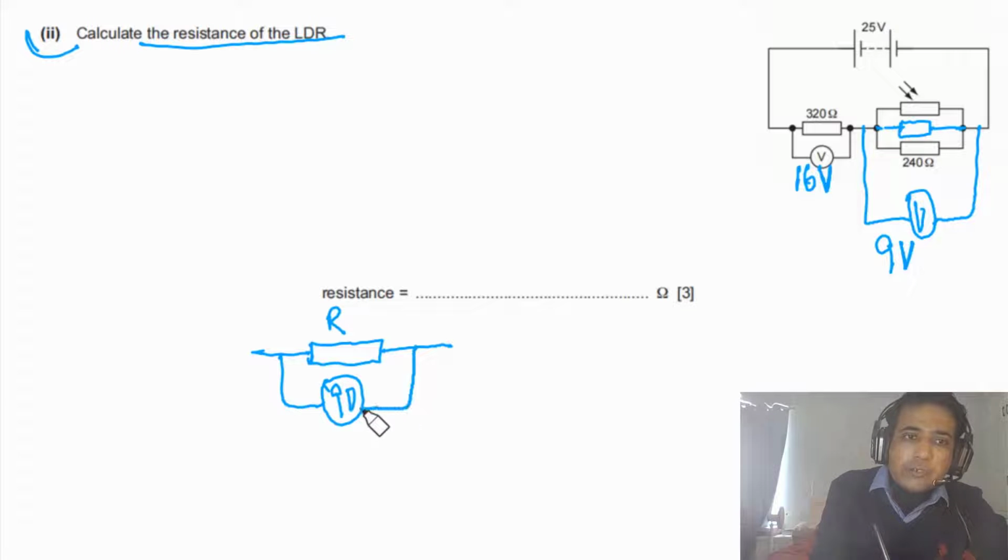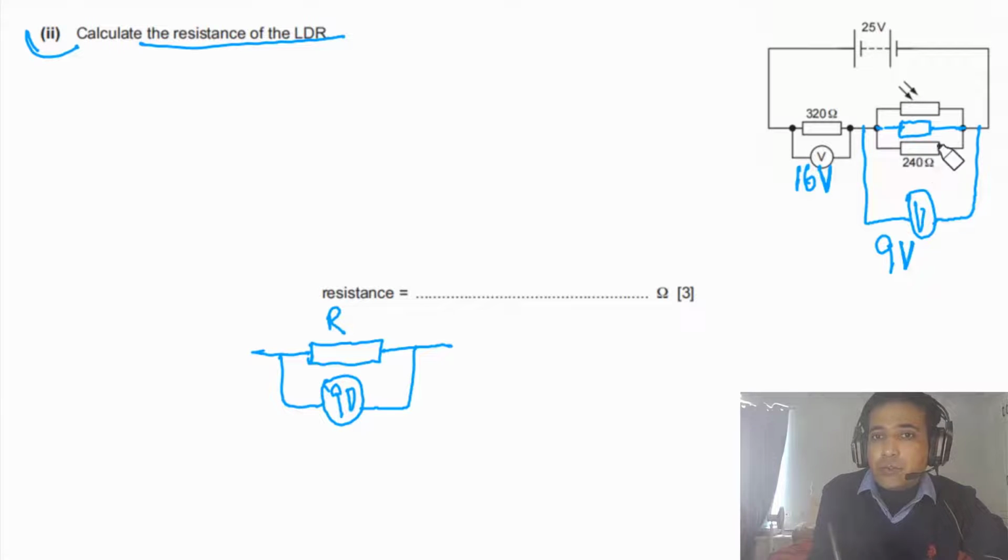So how much current is passing through this effective resistance, or we can say the total current passing through the LDR and 240 ohms resistor? That current is the same as the current coming from the battery because they are connected in series. So you can imagine this is in series with this one, so the current is the same. So current is 0.050 amps.